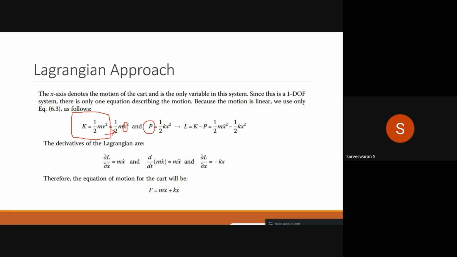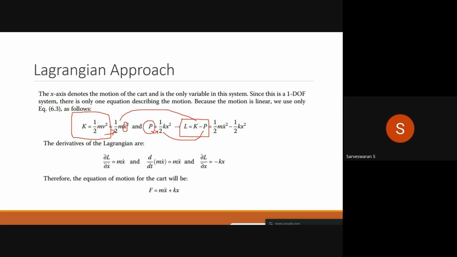Potential energy for a spring mass system is nothing but your strain energy, and this is provided by half kx square. We have this relation L is equal to K minus P, where L is Lagrangian, K is kinetic energy, and P is potential energy. You substitute these values over here. This is half mv square here, and half kx square over here. So we get this one, and we have to do the partial derivative dou L by dou x dot.